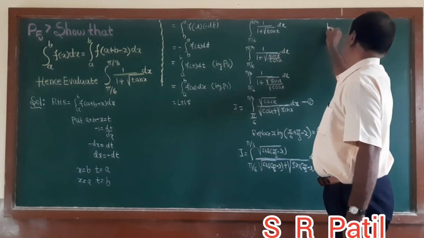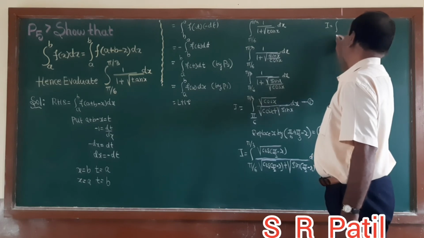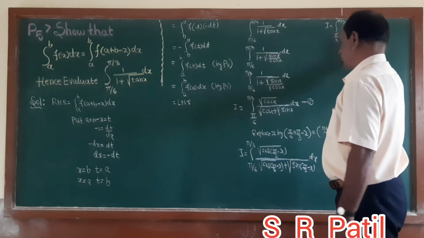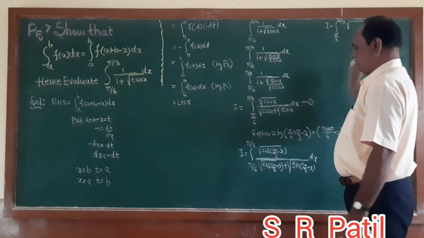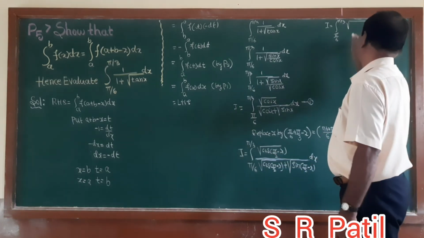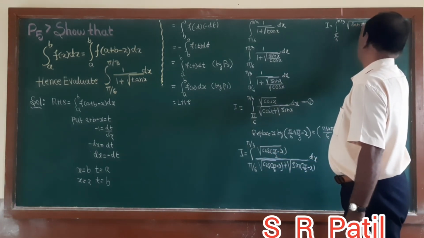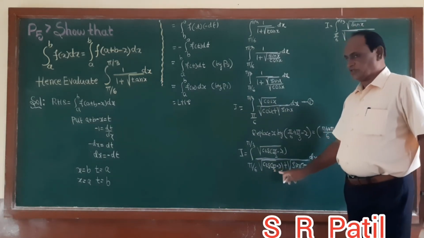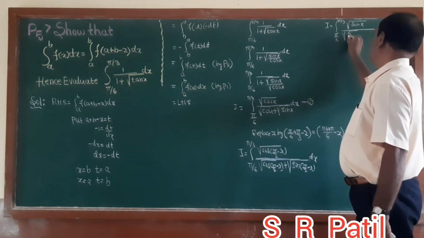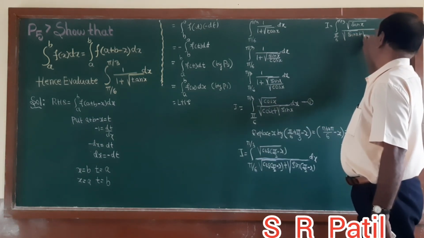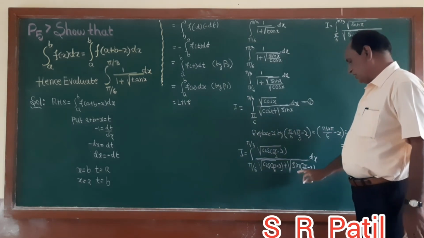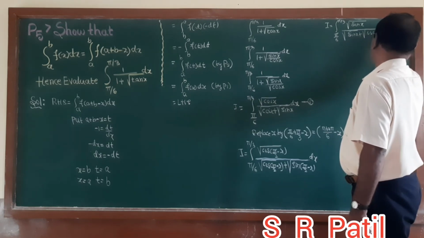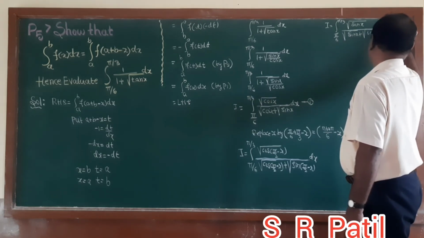Therefore I is equal to the integral from pi by 6 to pi by 3, numerator: the square root of cos of 90 minus theta, that is sin x, divided by the denominator: cos of 90 minus x is sin x, again the square root of sin x, plus the root of sine of 90 minus x, which is cos x, dx. This is equation number 2.